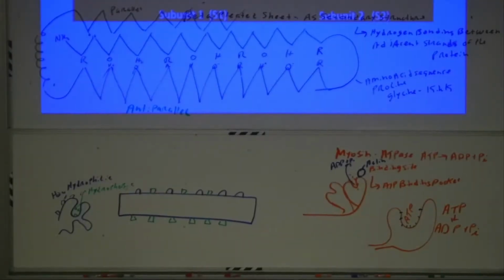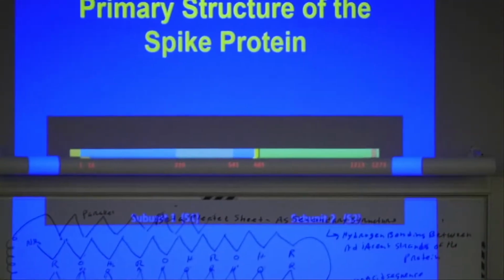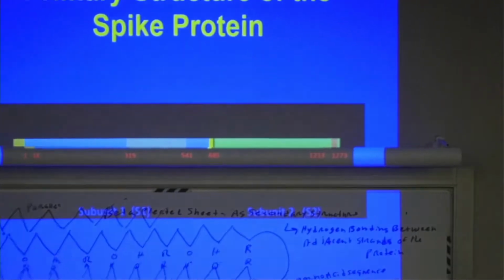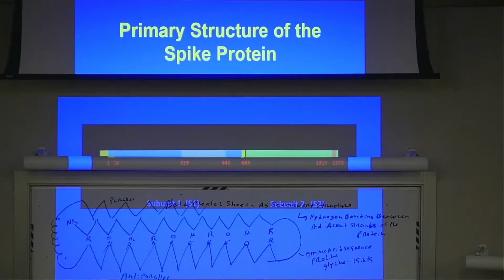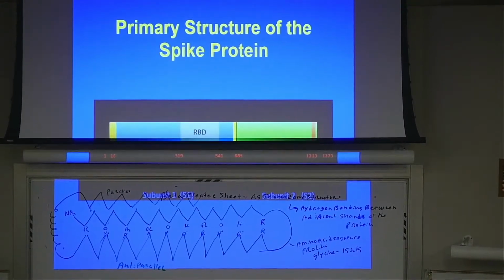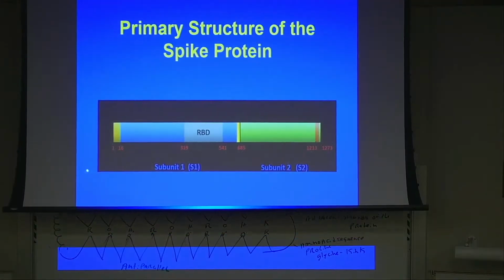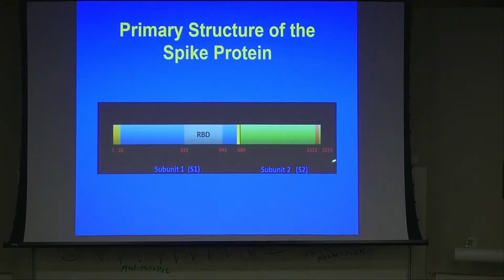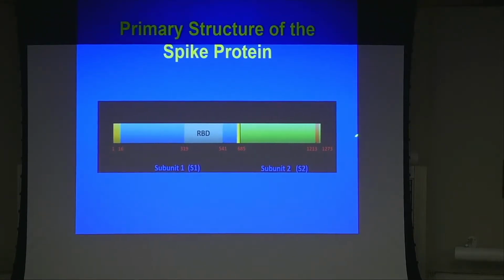of this molecule. The molecule that we're looking at is the spike protein for the coronavirus. And this first iteration of the structure of the spike protein is its amino acid sequence. This is the primary structure. And it's showing here the amino acids between 1 and 1273. This is the amino terminus. This is the carboxy terminus.